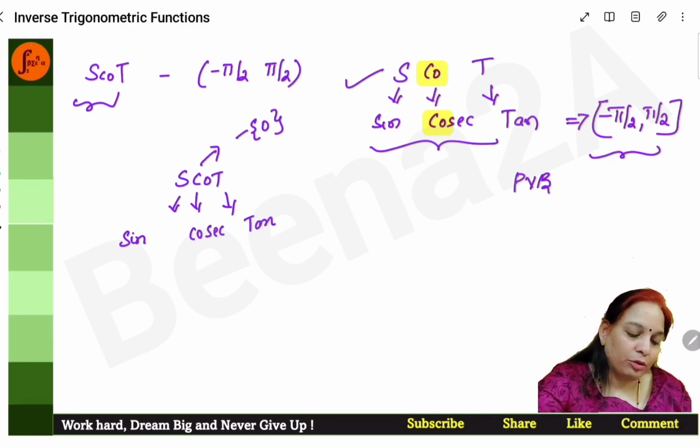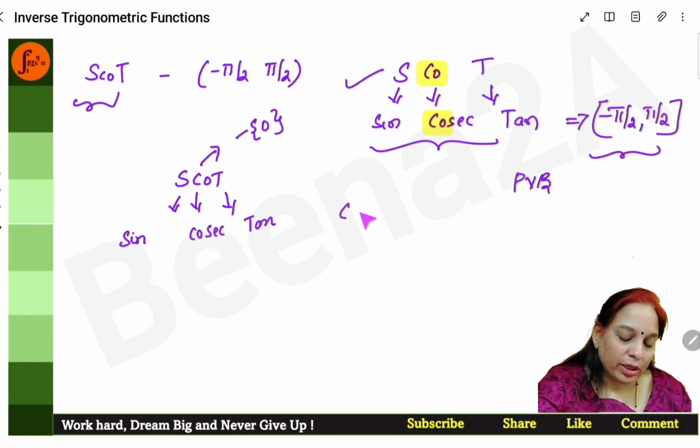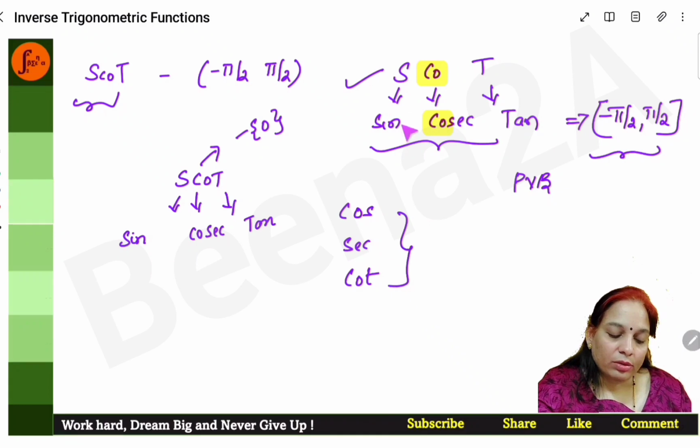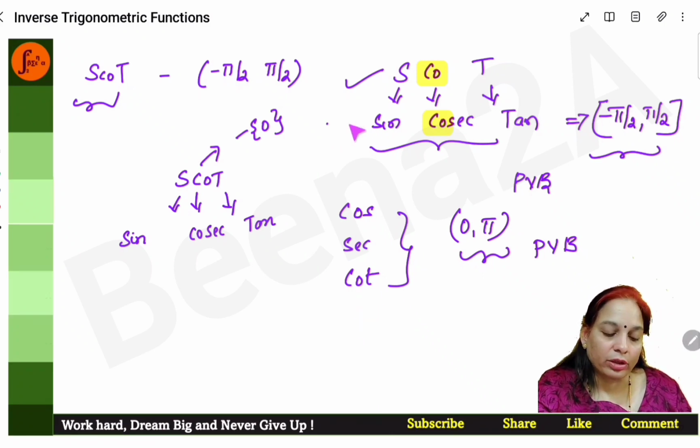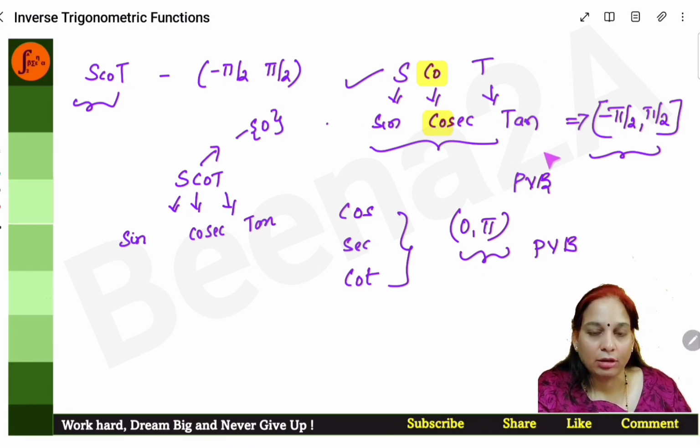And the other group would be, obviously, cos, secant and cot. So anything outside of this group becomes the 0 to pi range. So this becomes the principal value branch. So if you remember SCOT, you can remember the other group also. So remember SCOT if it makes it easier for you.